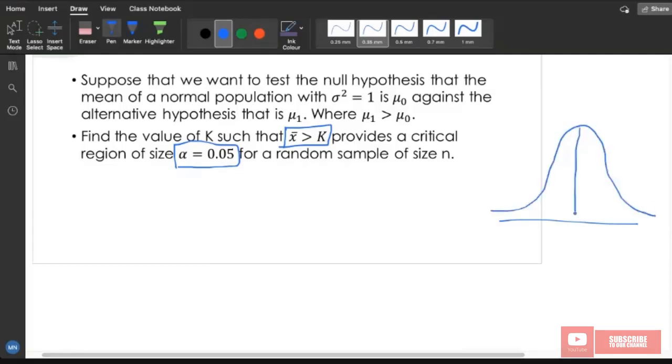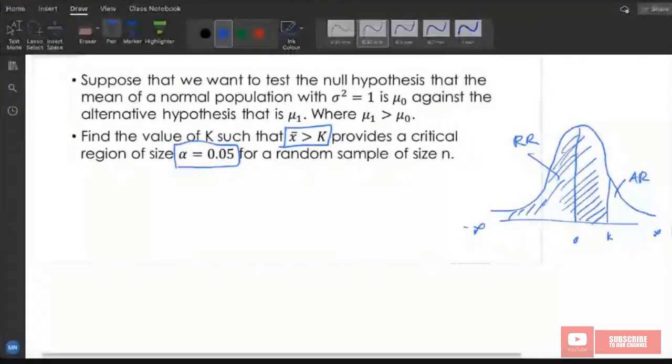So let's say this is a normal distribution, from negative infinity to infinity. Let's say this is k here. Anything beyond k is the rejection region. This is the acceptance region. So we want to find the value of k here.